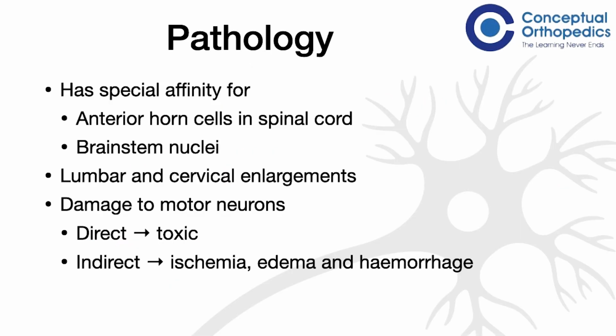Coming to the pathology of poliovirus, poliovirus has a definite predilection for anterior horn cells of the spinal cord and for certain motor nuclei in the brainstem. The lumbar and cervical enlargements of the spinal cord are the most commonly affected. That is why we get both upper and lower limb involvement in poliomyelitis. The damage to the motor neurons can be direct through the toxic effect of the poliovirus, or it can be indirect, occurring through the ischemia, edema and hemorrhage in the neuron's supportive neuroglial tissue.